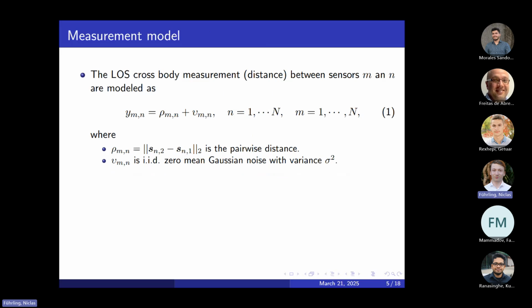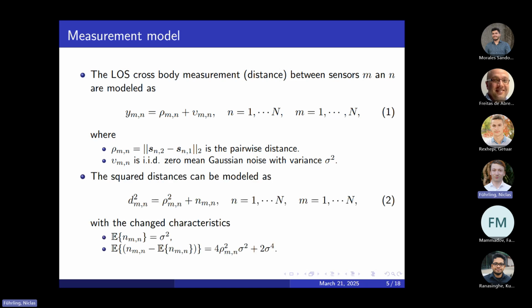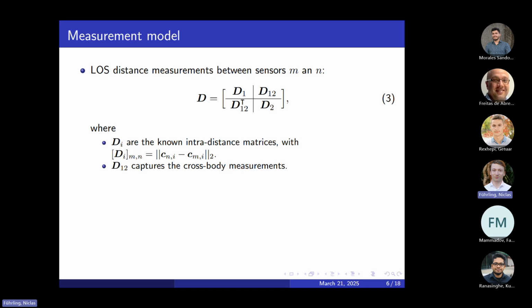Good. Then what do we want to do next? We need to define a measurement model. In our scenario, we consider line of sight cross-body measurements. So just a simple distance measurement between sensor m and n, which can be modeled as shown in equation 1. You have the pairwise distance here, which is defined by the rho, and then you just have some IID zero-mean Gaussian noise with some variance defined. Next, because we need it in the proposed method, we can also define the squared distances, which can be modeled by equation 2. You just square the pairwise distances and then the characteristics of the noise change, which you can see here below.